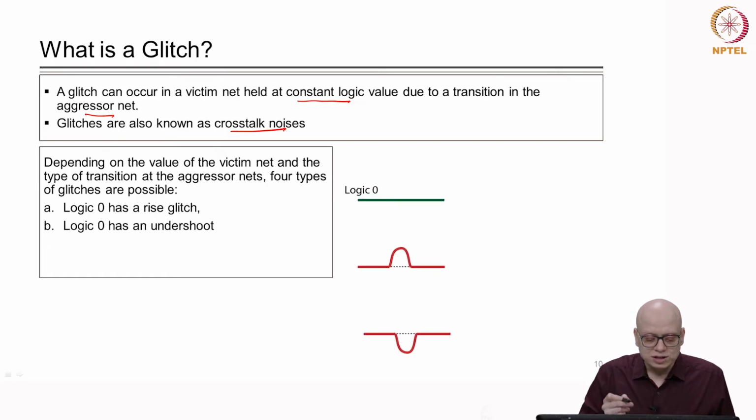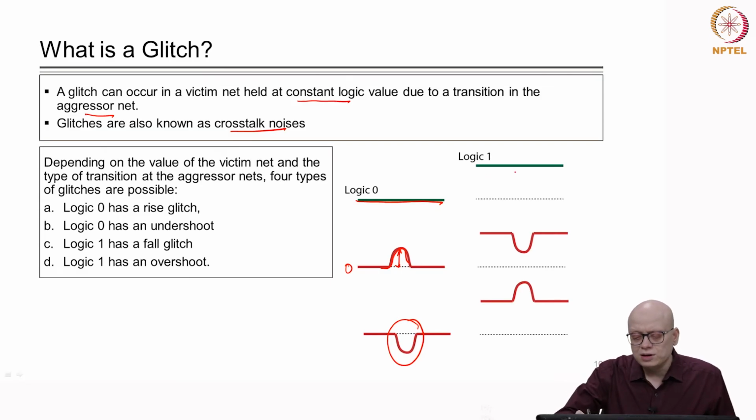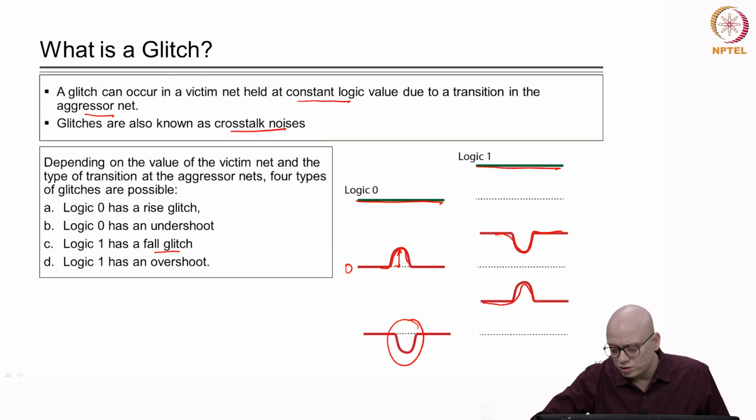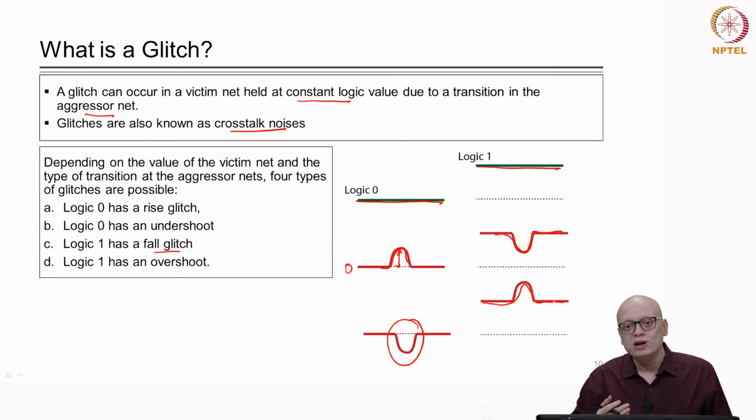Logic 0 has a rise glitch. Suppose there was a victim net which was held at constant logic 0. Then there can be a rise glitch, where instead of 0 volt there will be some voltage above 0 volt, or it can show an undershoot, where it goes in the negative direction. Also, if the victim line was held at constant 1, then it can come down because of the glitch for some time duration. This is known as a fall glitch, or it can overshoot, going even above VDD. Because of the Miller effect and other coupling between input and output nodes, sometimes the voltage can go above VDD, that is overshoot, and sometimes it can go below ground, that is undershoot.